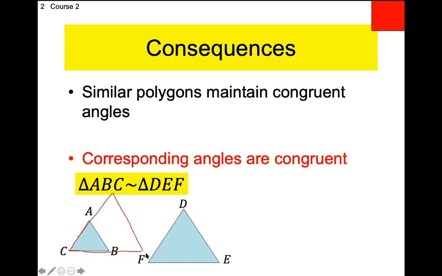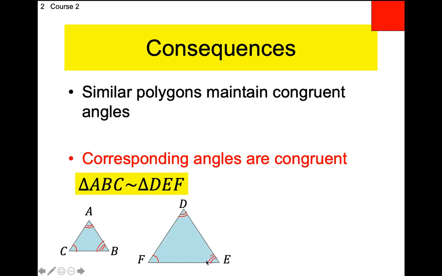Now they're the same size. But I didn't have to make the angle bigger, right? I kept the angle exactly the same. And that's the idea of consequence number one: the angles stay the same. Whatever the angle was originally, when you make it larger or smaller, the angles stay the same. So that angle right there, angle C, is the same as angle F. That angle A right here is the same as angle D. And that angle B right here is the same as angle E.